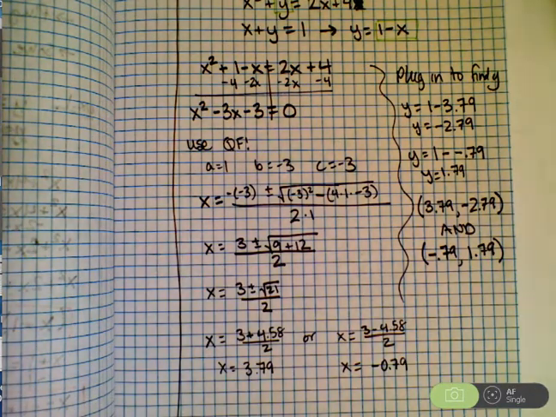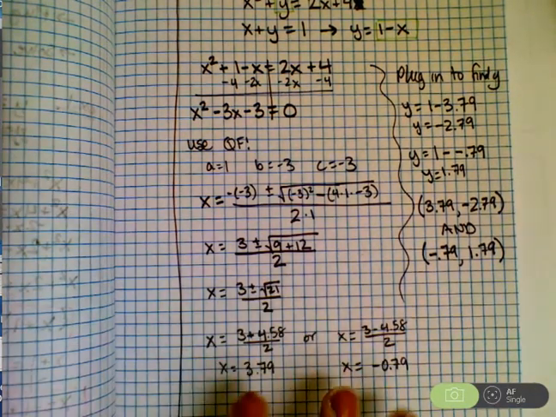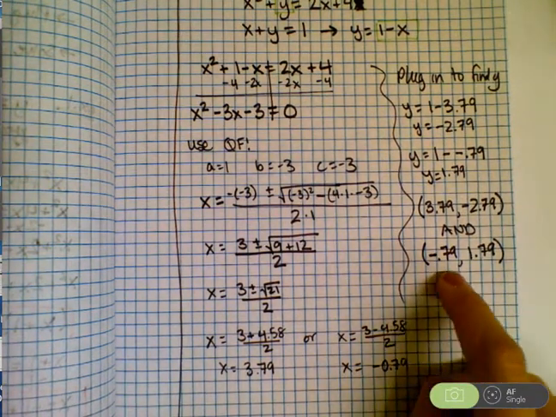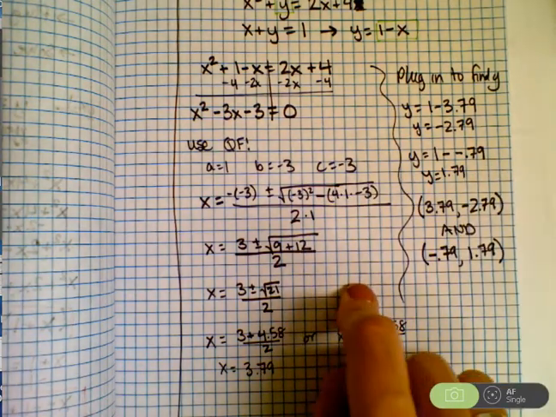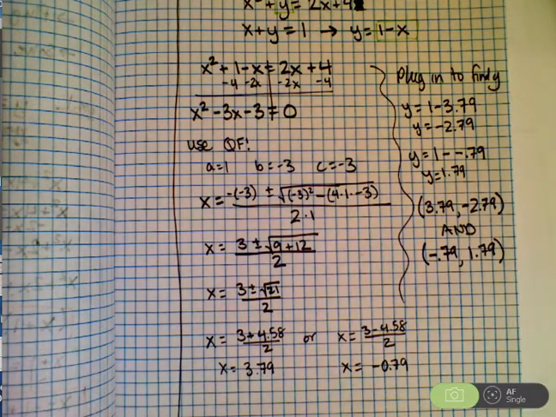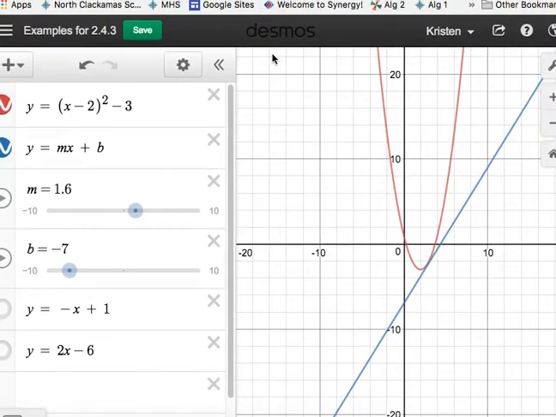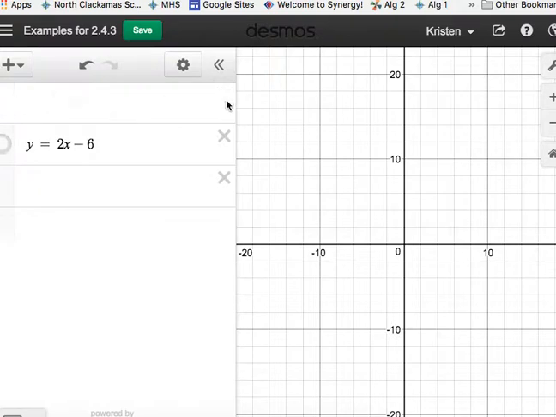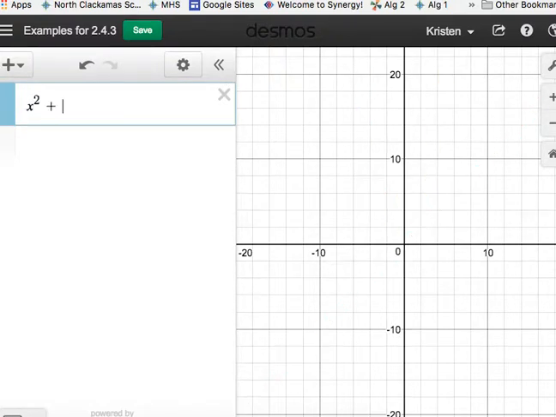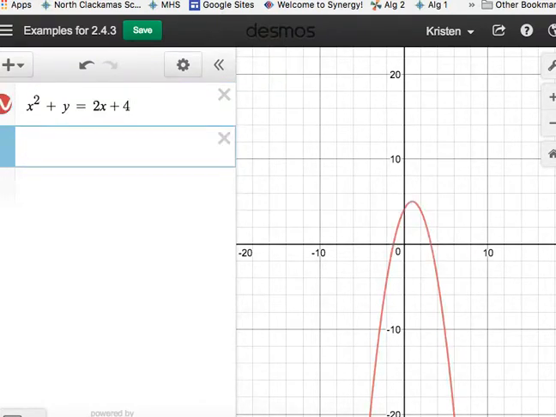Okay, and again, these can be solved graphically or algebraically. When you get decimals like this, unless you have a graphing calculator, it's a lot easier to see them when you solve them algebraically. But I'm just going to take a minute now and show you how we could verify that using graphs. So let me just get rid of these and we'll verify our answers. We're going to type in x squared plus y equals 2x plus 4, and x plus y equals 1.